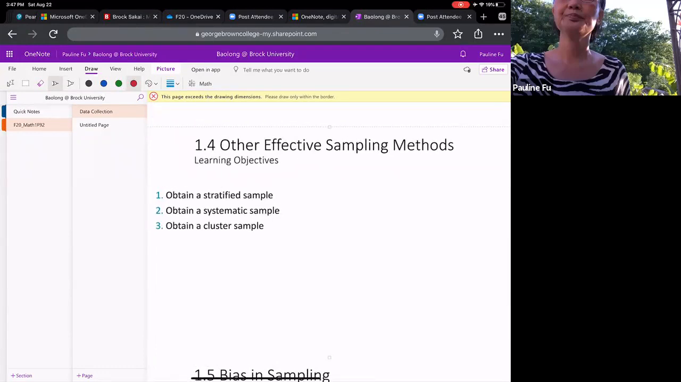It is one obtained by separating the population into homogeneous groups called strata, and then obtaining a simple random sample from each stratum. For example, Canada has 13 provinces and territories, okay? And in each of those 13 provinces and territories, you can randomly select some students. And that way you get a stratified sample. Systematic sample.